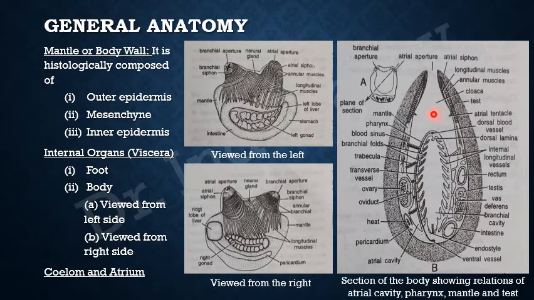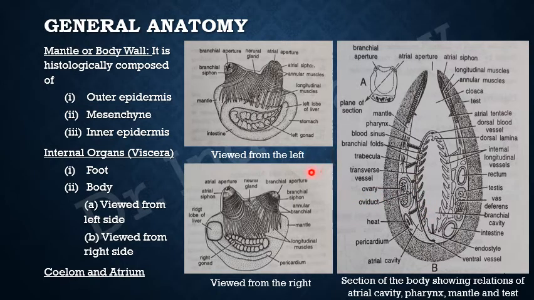And the atrial cavity is very broad on the dorsal anterior part of the animal, and it keeps getting narrower on the ventral posterior region of the animal. On the ventral region it is completely obliterated because the pharynx gets fused with the ventral surface of the mantle. So this was the coelom and atrium.